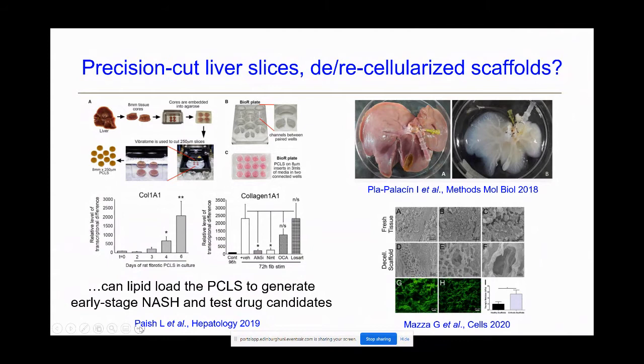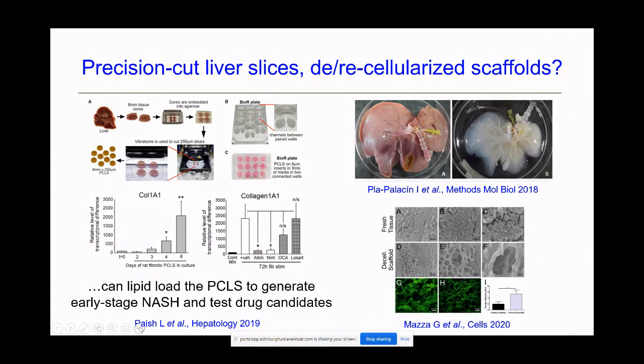It's possible to lipid load these to generate early stage NASH, and therefore drugs can be tested for their ability to reduce steatosis, inflammation, and fibrosis using multiple readouts like histology and ELISA. In addition, whole liver decellularization by perfusing detergent to create this kind of ghost-like structure on the right creates biocompatible scaffolds for tissue engineering.